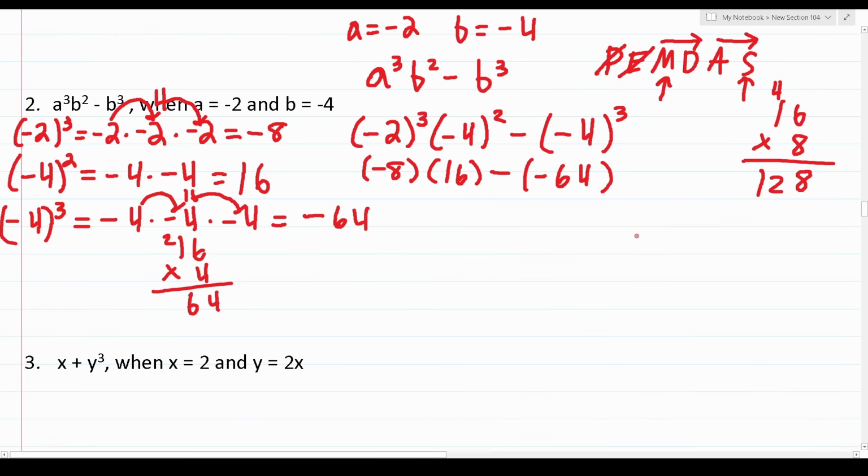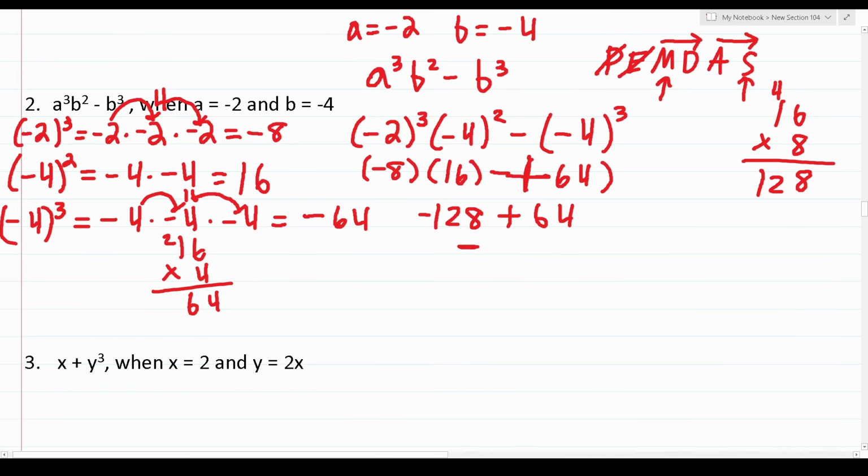So that's 128. This becomes negative 128. And let's take care of this minus minus. As you've seen in this video already, minus minus becomes plus. So this is plus 64. And there's only one operation left, notably negative 128 plus 64.